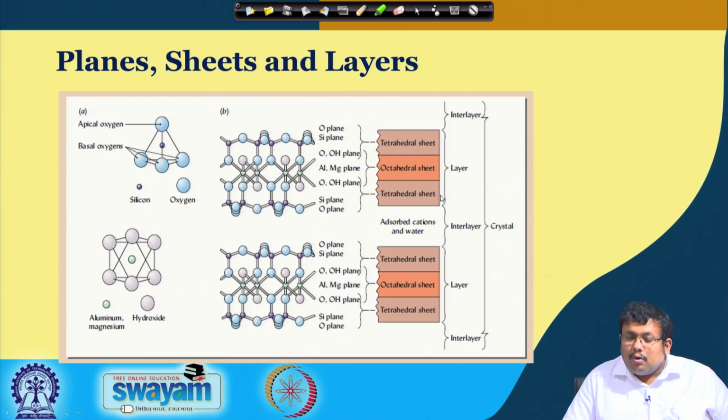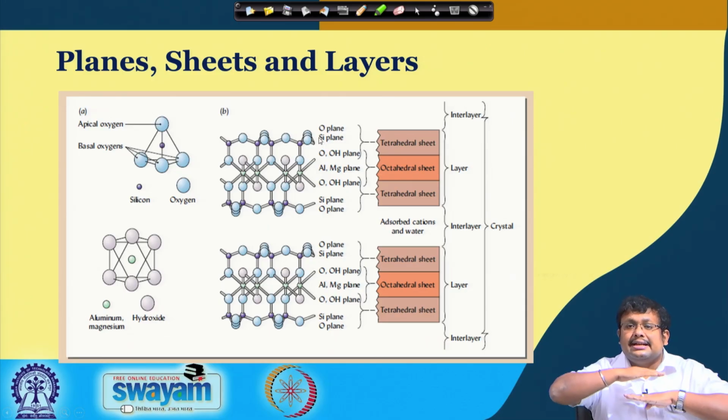clay mineral. Why is it called a 2:1 type of clay mineral? Basically because you are seeing that there is one octahedral sheet which is sandwiched between two tetrahedral sheets. That is why it is known as the 2:1 type of structure. Now, in the 2:1 type of structure, as you can see, this is how they are joined together. This is basically a tetrahedral sheet.